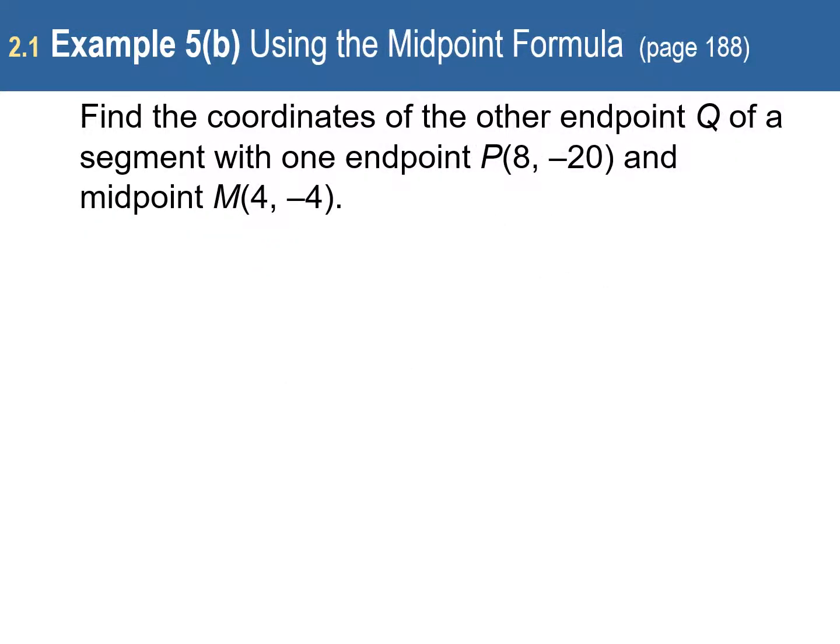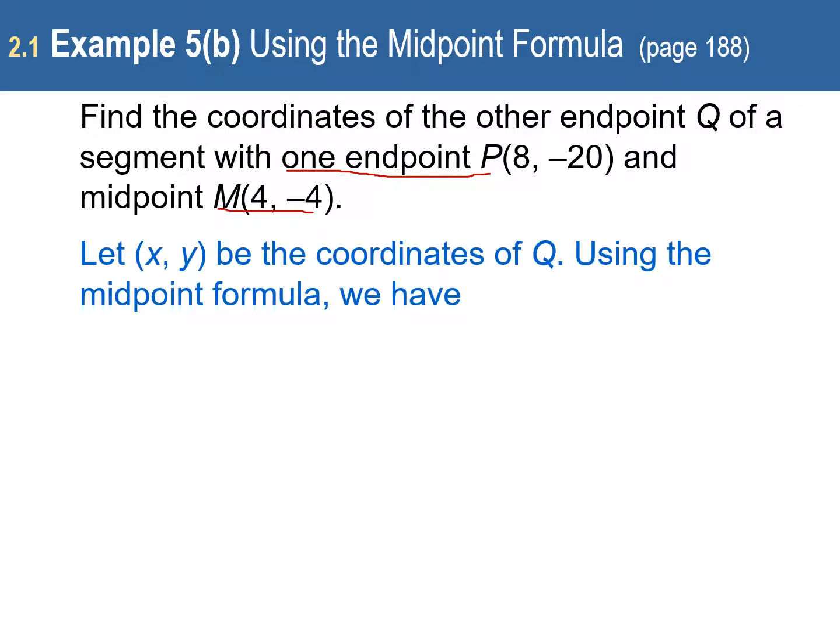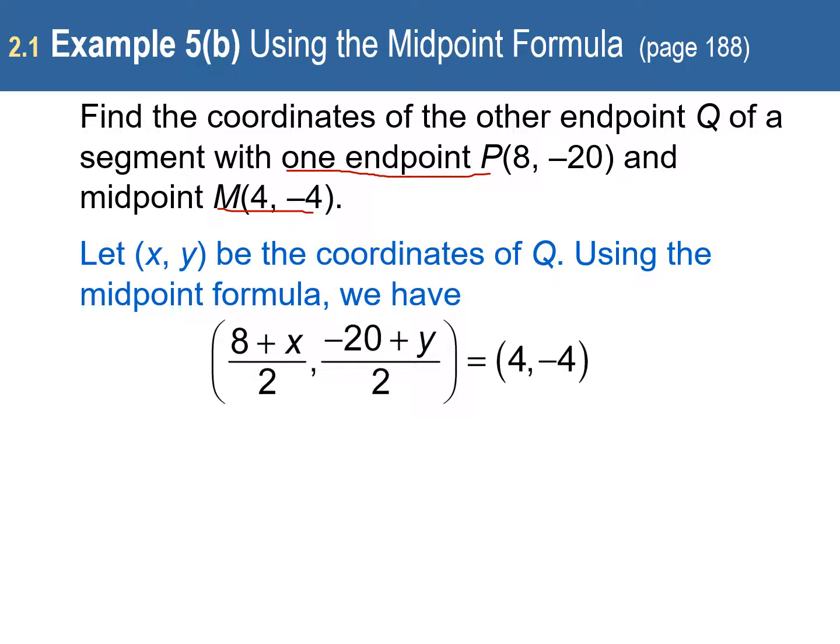Find the coordinates of the other endpoint Q of a segment where one endpoint is P and the midpoint is (4, -4). Okay, so let (x, y) be the coordinates of Q. Using the midpoint formula, I have (x plus 8) divided by 2, comma, (-20 plus y) divided by 2, which has to equal my midpoint, (4, -4).